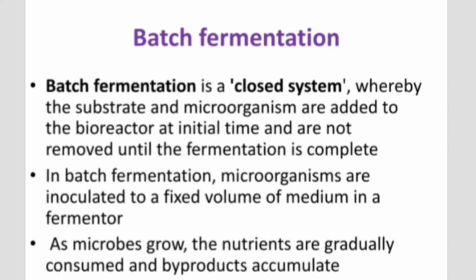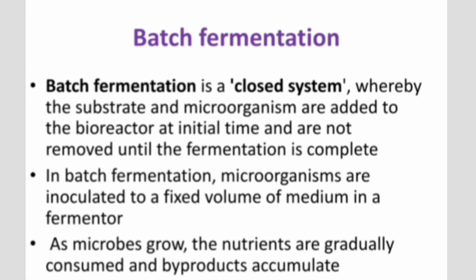In batch fermentation, microorganisms are inoculated to a fixed volume of medium in a fermenter. That means if we are taking, for example, 500 ml of substrate in a fermenter, then 100 ml of the bacterial culture or microbial culture is added to the 500 ml. If you are taking 1000 ml, we have to add 200 ml of microbial culture.